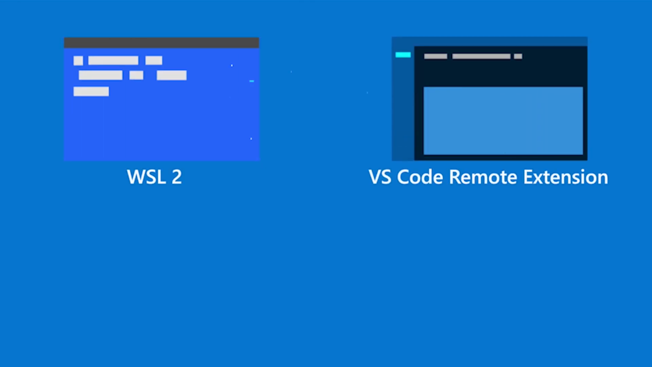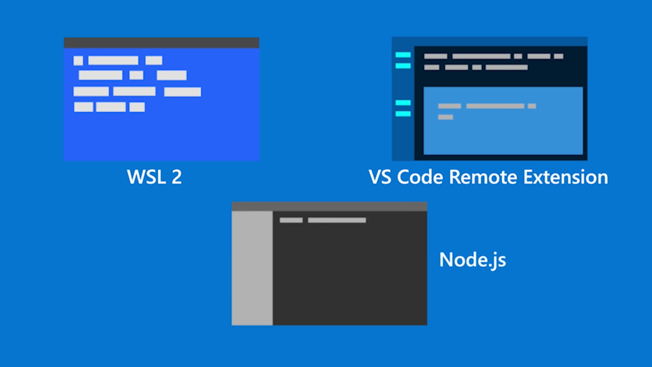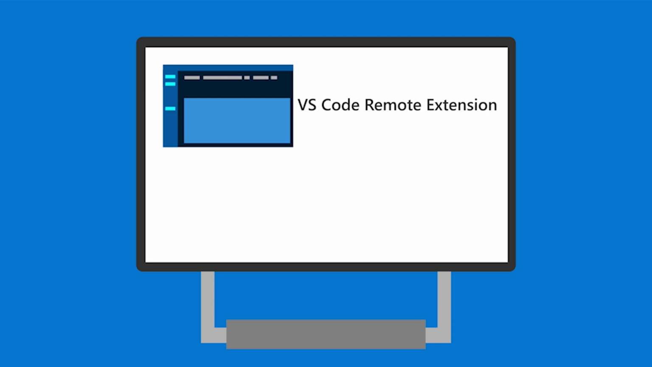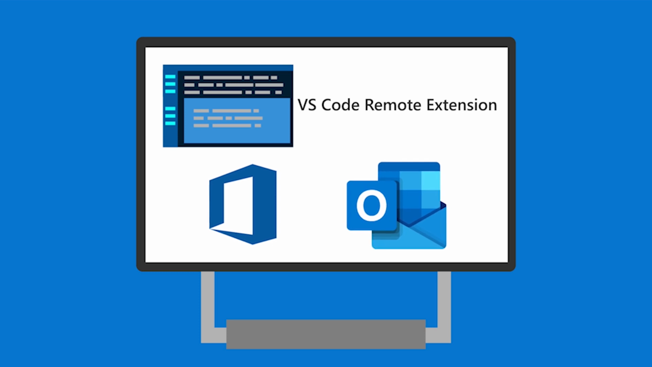With WSL2 and the VS Code remote extension, you can create Node.js web apps with Linux commands, run the app on a local Linux server, and then use VS Code on Windows to code, view your app running in a browser, and debug, all while maintaining access to your favorite productivity tools like Office and Outlook.